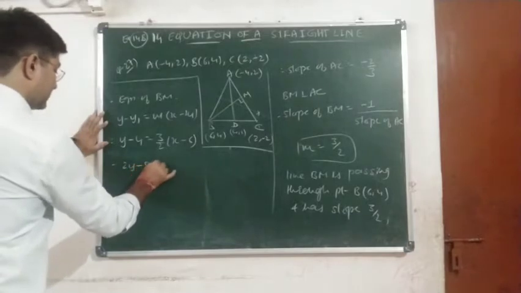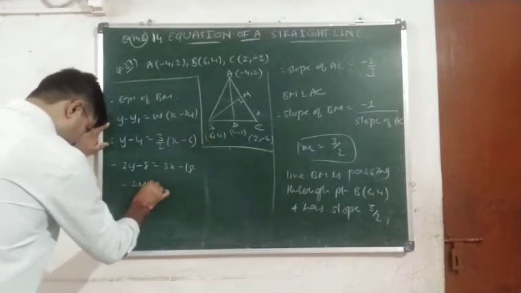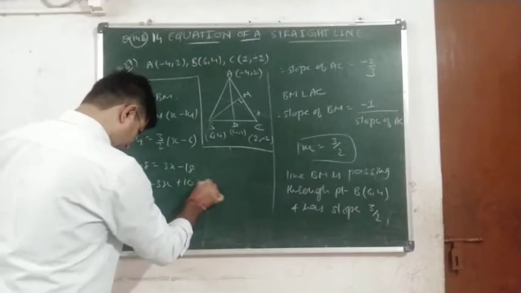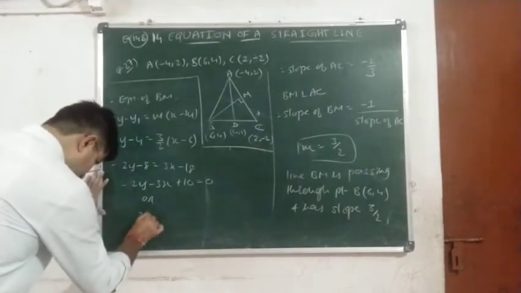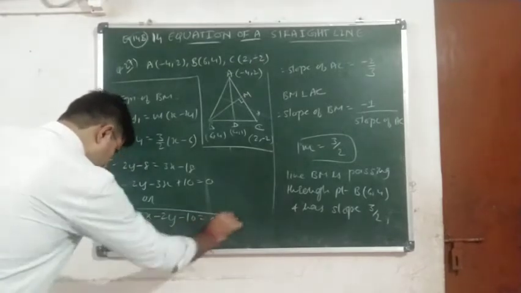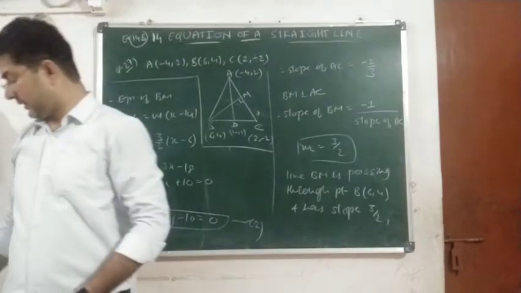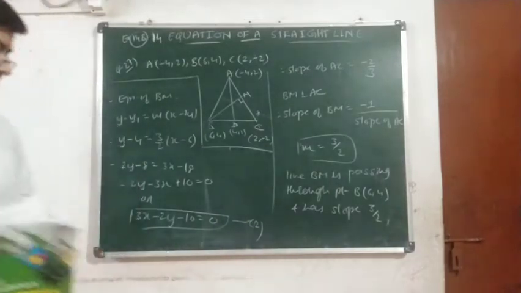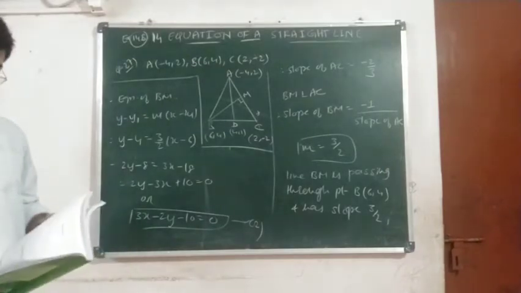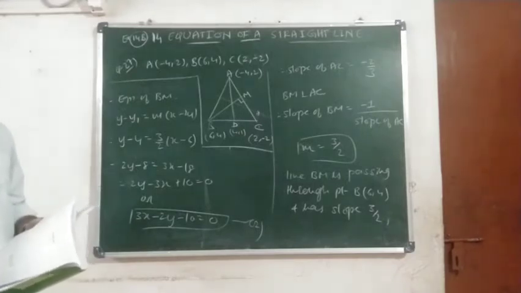Therefore 2y minus 8 is equal to 3x minus 18. Therefore 2y minus 3x plus 10 equals 0, or 3x minus 2y minus 10 equals 0. This is the second answer, the equation of altitude BM: 3x minus 2y equals 10.